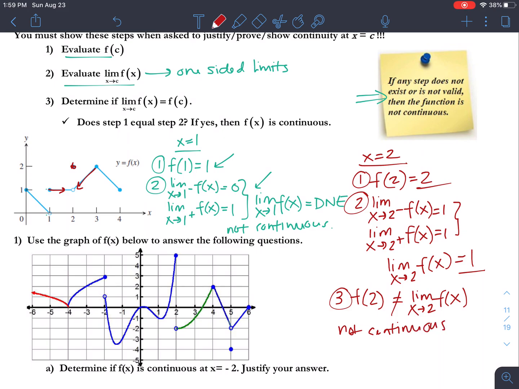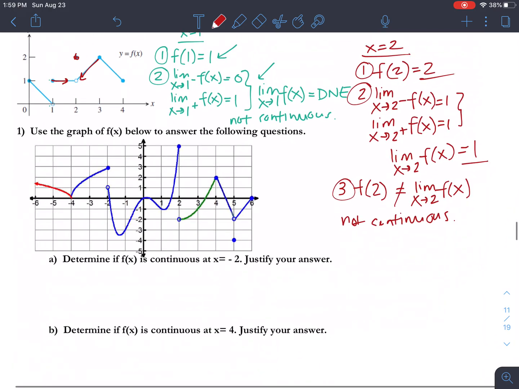Okay, so we're going to do these a little more formally below, but I just wanted to give you a heads up as to what type of problems you're going to see. So we're going to use this new graph here. That was your brief examples, and now we're going to use a more extensive graph.